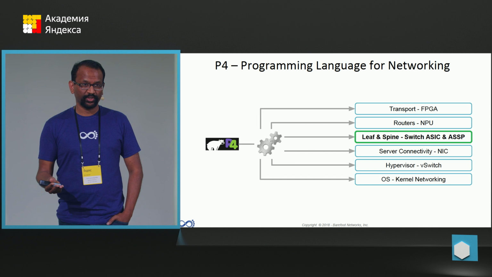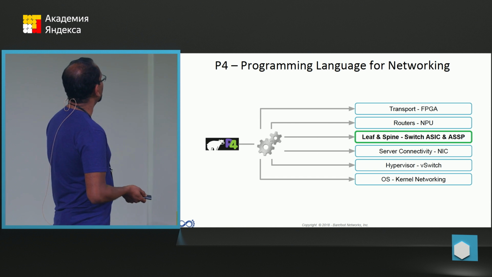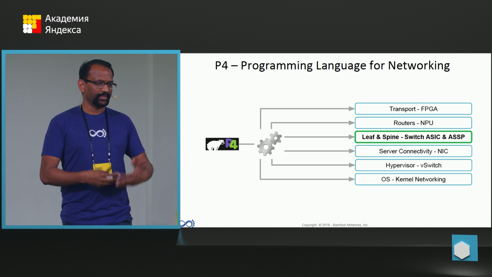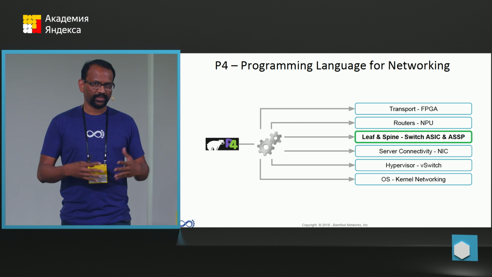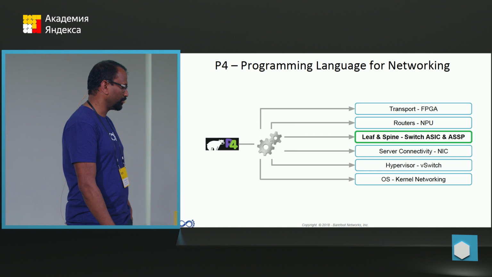P4 started out describing packet processing behavior for high-performance switch ASICs, but then it also found application in things like FPGAs and NPUs. There's actually even a P4 compiler to a GPU, imagine that, written by a university in the US. There are also P4 compilers to SmartNICs. So it's finding applicability wherever packet processing functions need to be described in a high-level programming language.